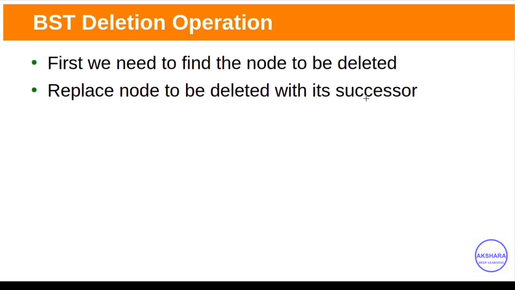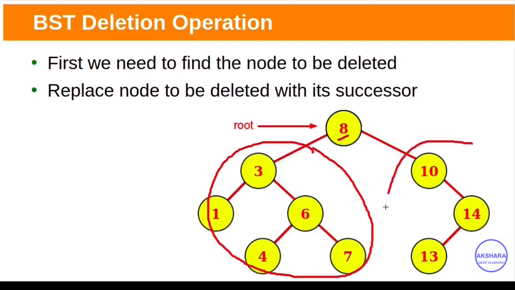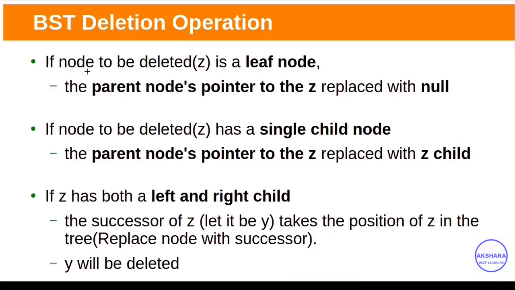can delete that node. But even after deleting a node, the binary search tree should not violate the binary search tree property. If we take any node in binary search tree, let's say 8, left subtree should have smaller elements than this 8, and right subtree should have elements greater than or equal to this 8. So in order to obey this binary search tree property, the deleted node should be replaced with an appropriate node from the tree. Here we have three cases.